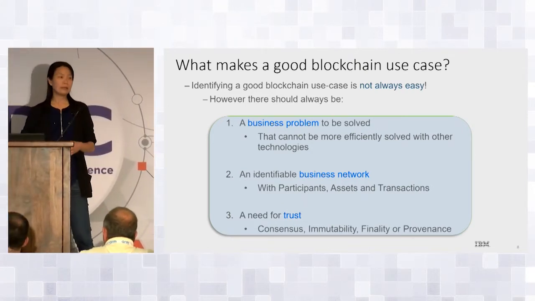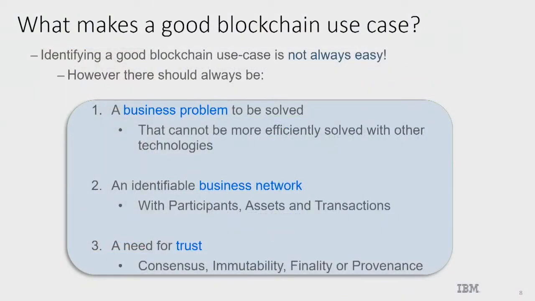And then at the end, whatever solution you're building would need trust. If you don't have a solution that really needs trust, you might be able to find an alternative technology to help solve that problem. Because at the end of the day, blockchain is really to provide the 4 qualities of service, which are consensus, immutability, finality, and provenance to your problem.